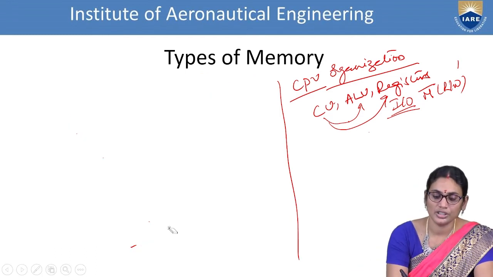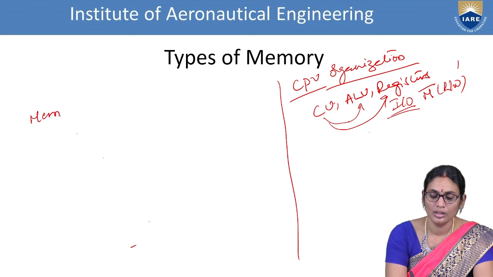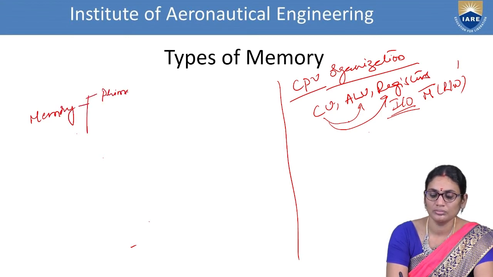So let us have the classification once again. I am defining memory in two classifications, primary memory and secondary memory.